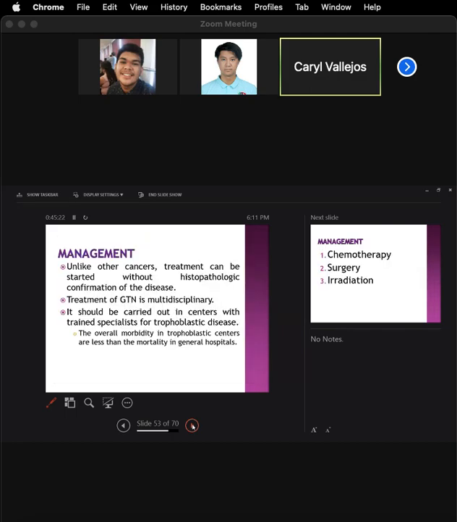Unlike other cancers, treatments can be started without histopathologic confirmation of the disease. And the treatment of gestational trophoblastic neoplasia is multidisciplinary. It should be carried out in centers with trained specialists for trophoblastic diseases, because the overall morbidity in trophoblastic centers is less than the mortality in general hospitals.